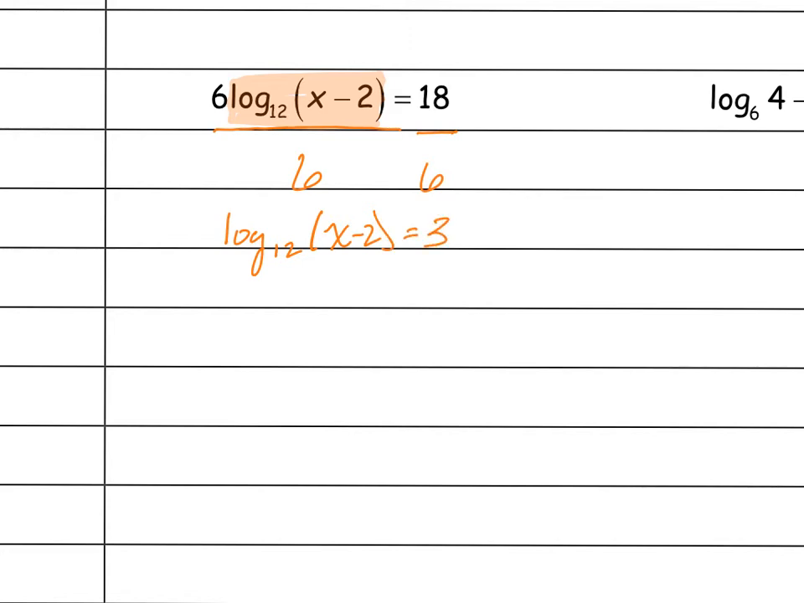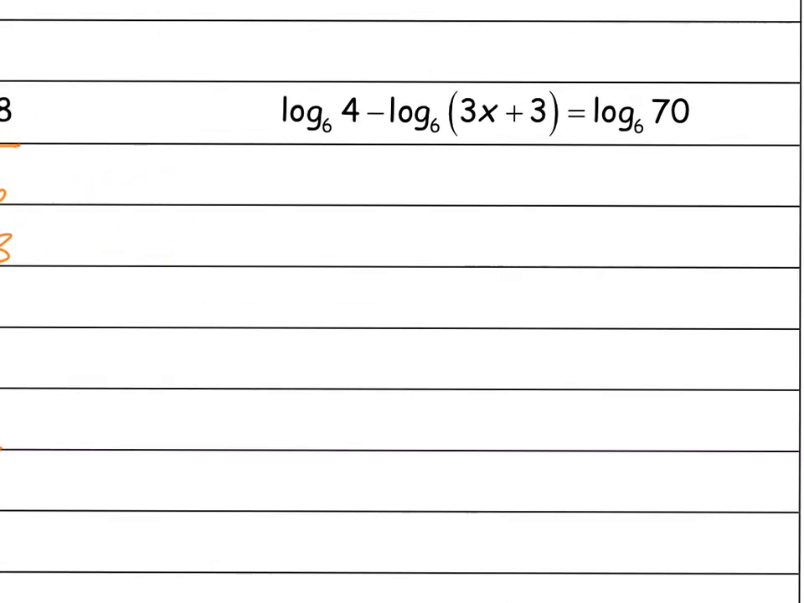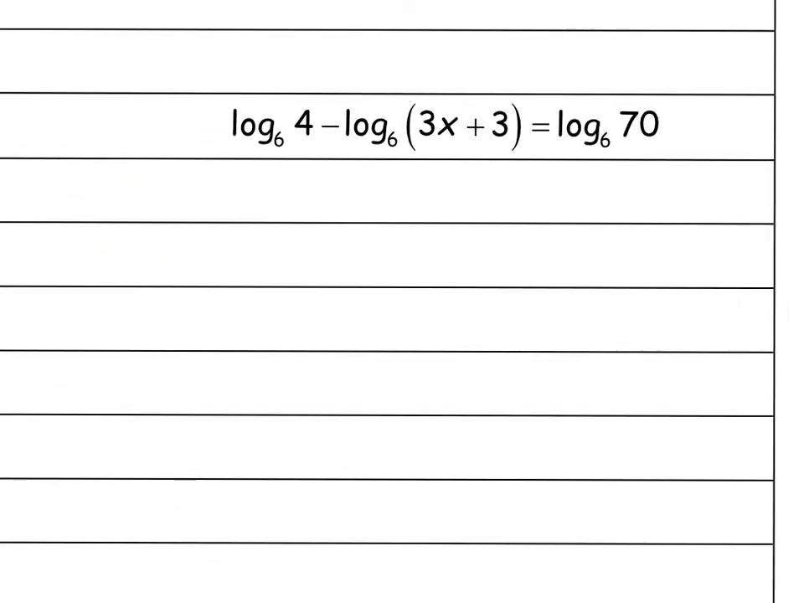Okay, so I've got 12 to the third power equals x minus 2. And then I'm going to add 2 to both sides, and I'm going to put that in my calculator. And I'm going to get x is going to equal 1730. There we go. Okay. Not too terribly bad. All right. Here we go. Oh, I've got 3 logs.